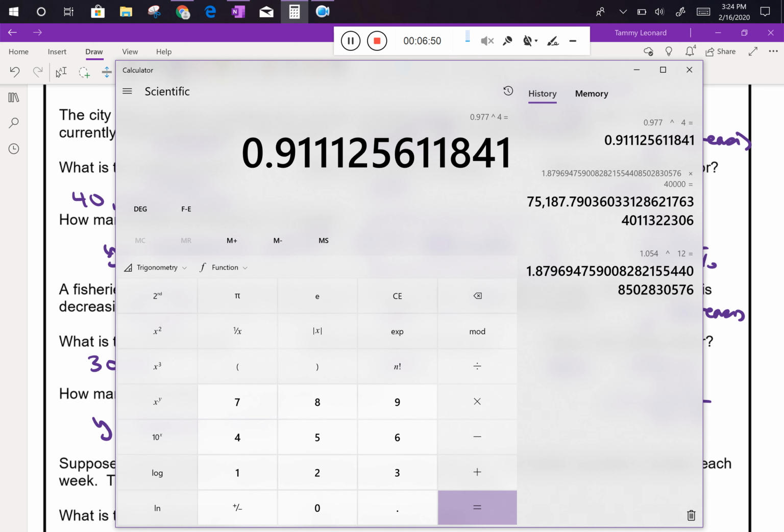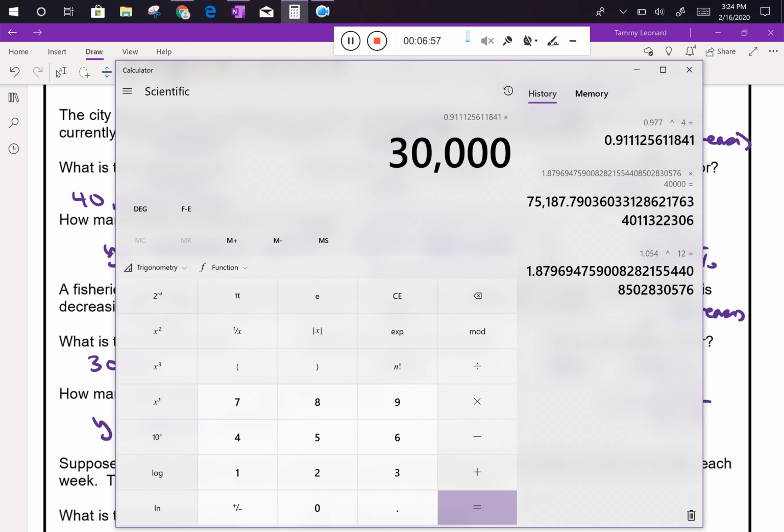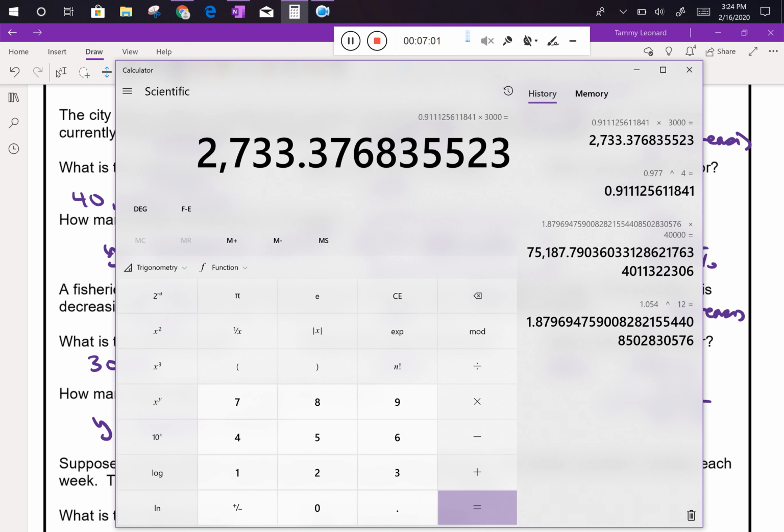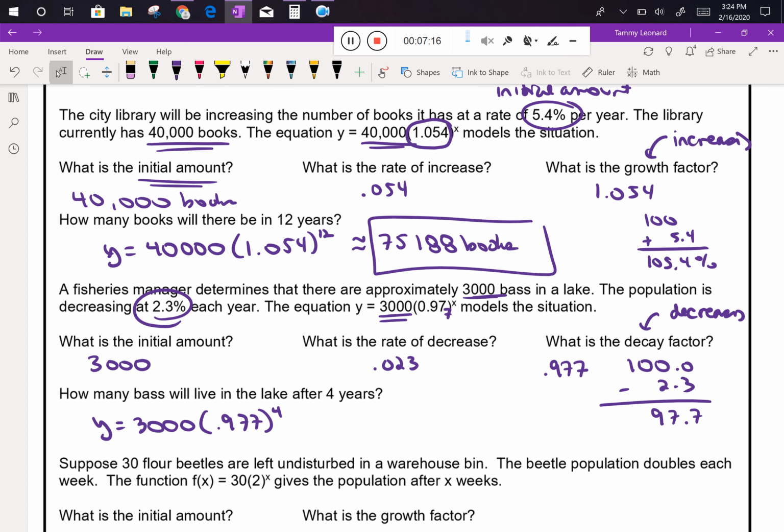Which gives us this crazy decimal. And then we're not going to retype it. We're just going to hit times 3,000. Oops, I just did 30,000. Let me take that back one. Again, we're not looking for parts of fish. That's kind of gross. We're looking for whole fish. So 2,733.3 is going to round down. So there are approximately 2,733 bass in the lake.